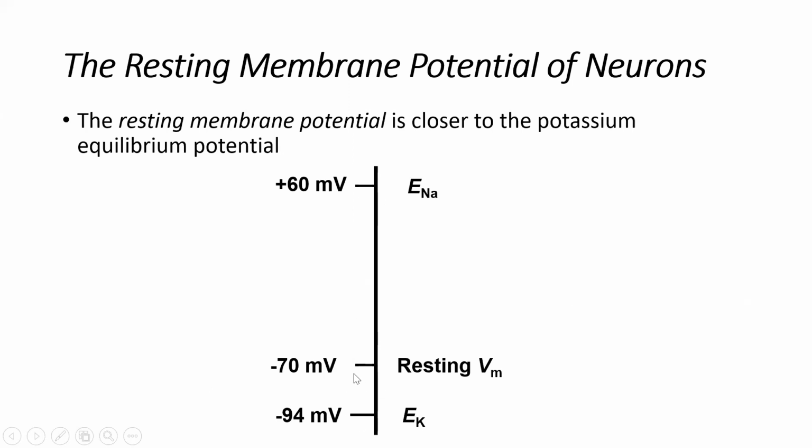We can also see that the direction is different. So sodium is going to have to move into the cell to get to its equilibrium potential, right? This is positive. Whereas potassium is going to have to move out of the cell to get to its equilibrium potential, which is negative.